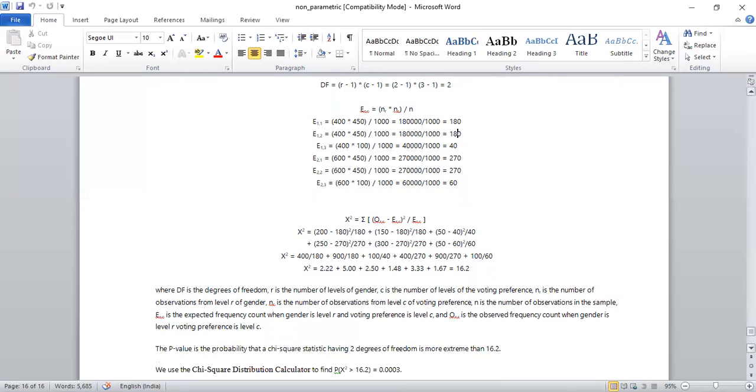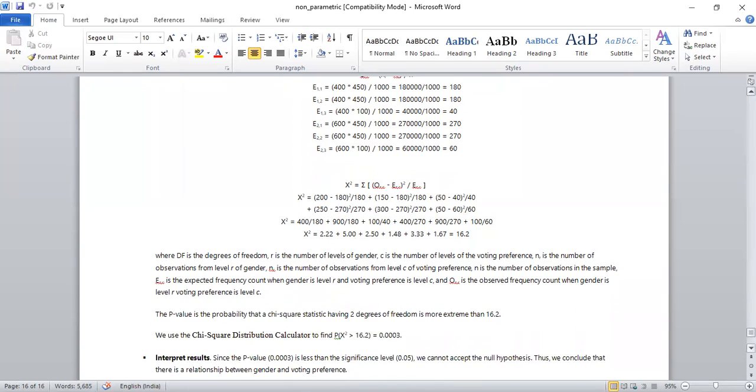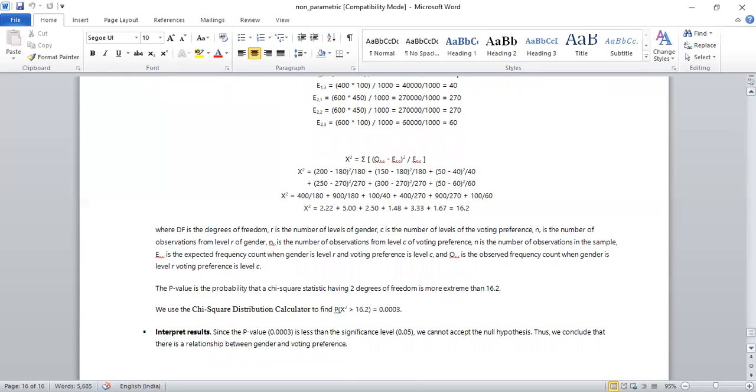So the p-value is the probability that a chi-square statistic having 2 degrees of freedom is more extreme than 16.2. We use a chi-square distribution calculator to find that the probability of chi-square greater than 16.2 equals 0.0003.